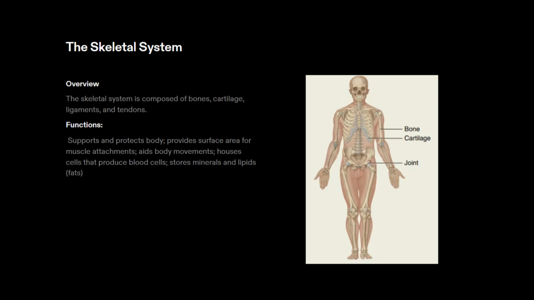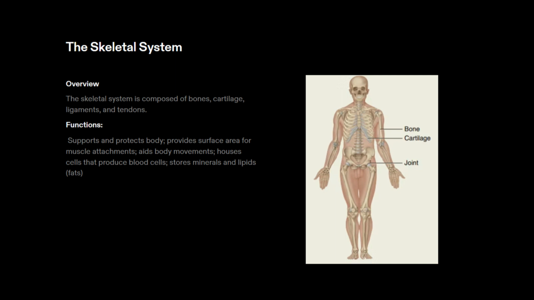The skeletal system. Overview. The skeletal system is composed of bones, cartilage, ligaments, and tendons. Functions. Supports and protects body, provides surface area for muscle attachments, aids body movements, houses cells that produce blood cells, stores minerals and lipids, fats.